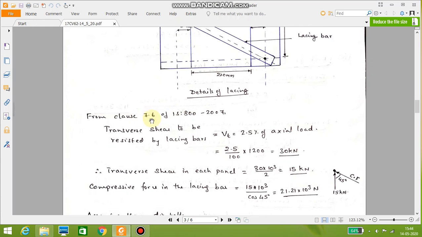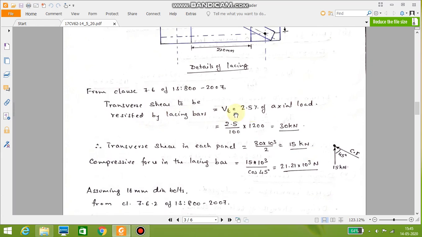Now from clause 7.6 IS 800-2007, the transverse shear should be equal to 2.5 percent of the axial load. It is 30 kilonewton. Now the transverse shear in each panel is half of that, which is equal to 15 kilonewton.